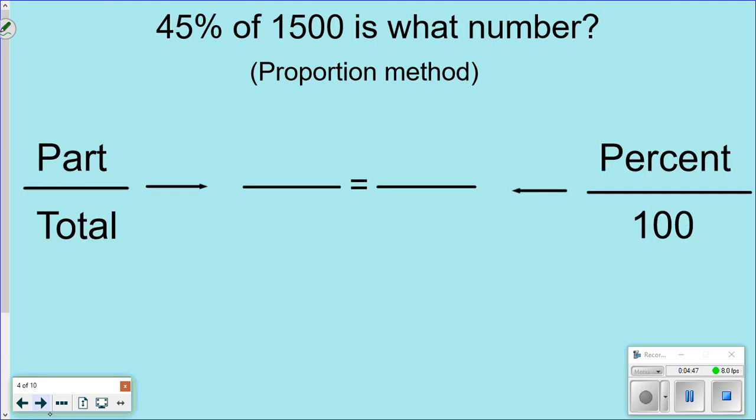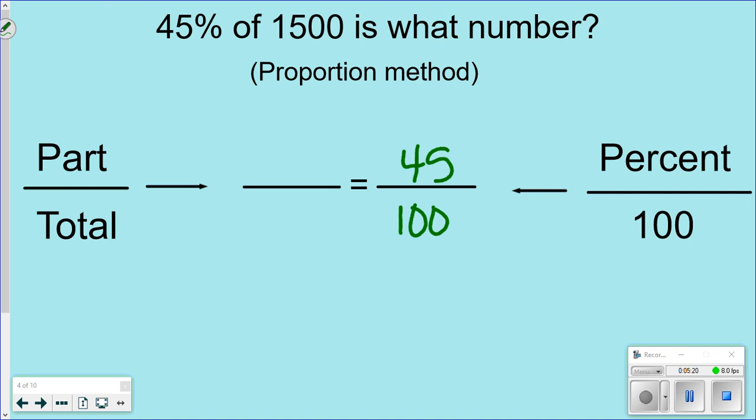All right, so how are we going to use this? There's 3 types of problems you're going to see today. You're going to see a problem asking for the part, you're going to see a problem asking for the total, and you're going to see a problem asking for the percent. So we're going to start simple. We're going to look at this one up here. It says 45% of 1,500 is what number? Well, we can start already by putting in 100. We already know 100 is going to go in there regardless. Another thing I could automatically put in is my percent. Do you see how there's a percent in there? It says 45%. I'm going to put that right where the percent should go.